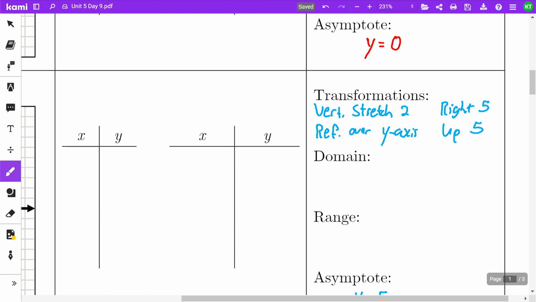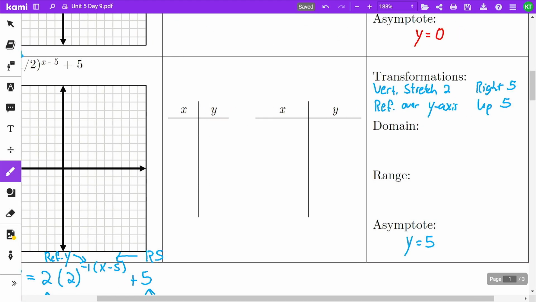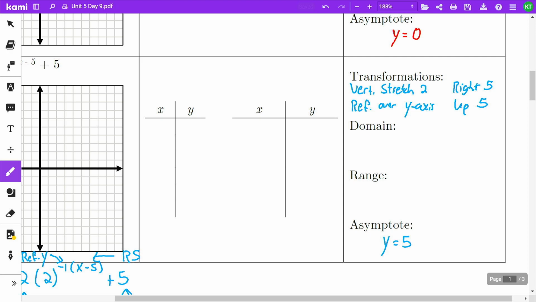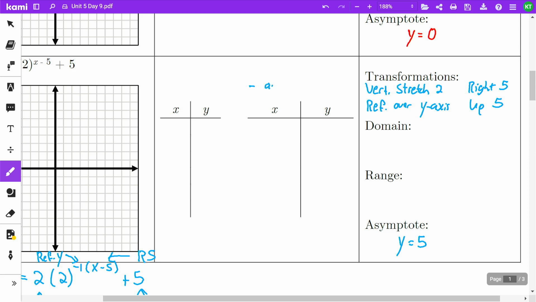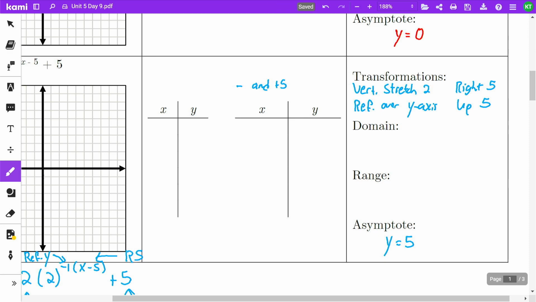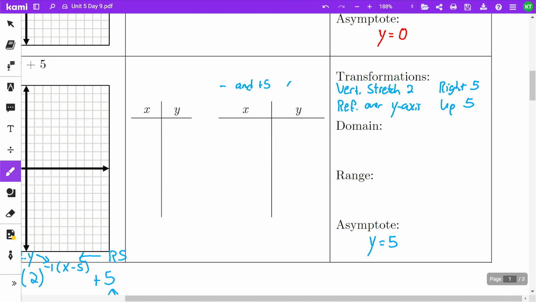All right. Now that we have all of that information out of the way, let's go ahead and make our tables. Before that, let's make sure we apply our transformations properly. My reflection over my y-axis and my shift to the right 5 will affect my x. So it's going to become negative, and it will be adding 5. And then my vertical stretch of 2 and going up 5 will affect my y. So times 2 and plus 5.